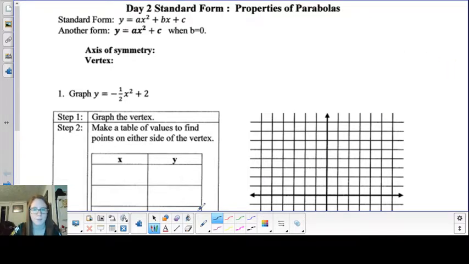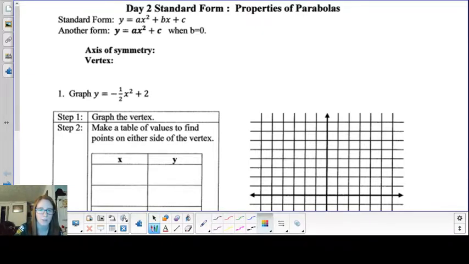Alright guys, today we're going to talk about day 2 of standard form of parabolas. We're going to take a look at different ways to go ahead and graph them. Yesterday we talked about having every single term. We had our ax squared plus bx plus c. Today we're going to take a look at what happens when there's no linear term. So we have our quadratic and we have our constant.